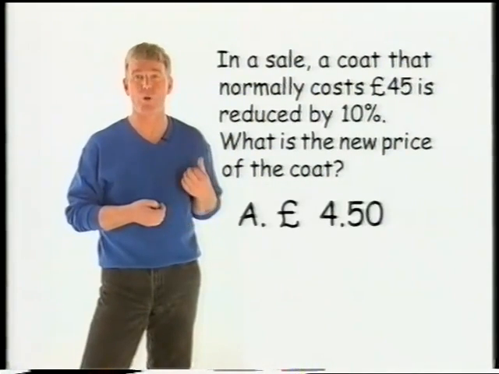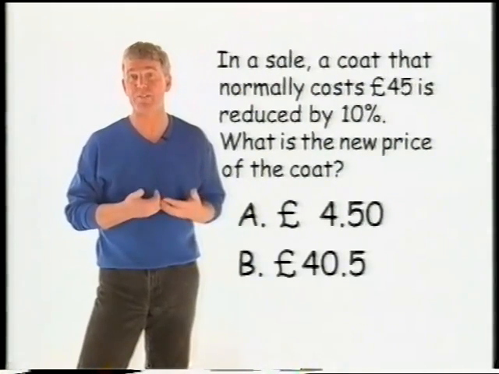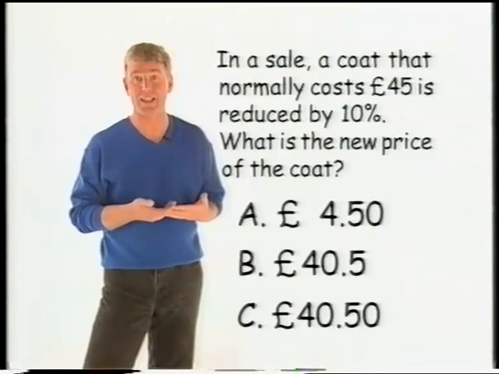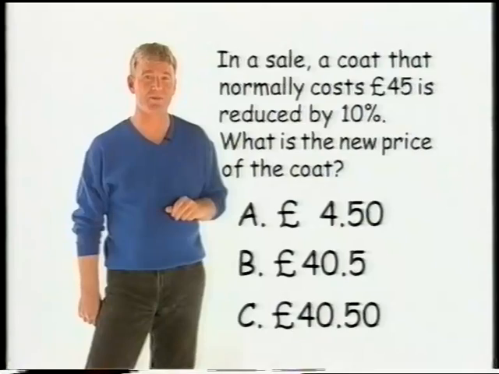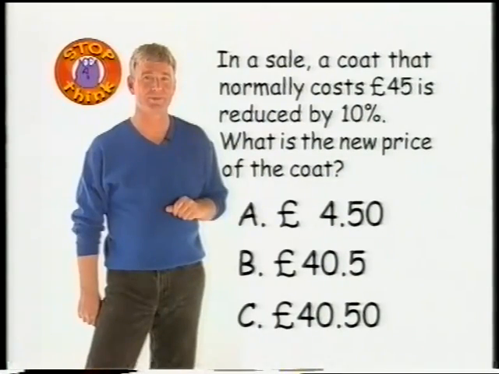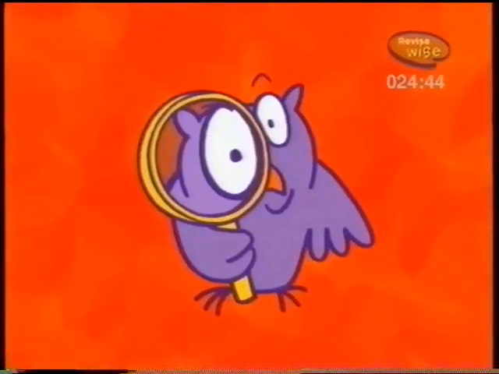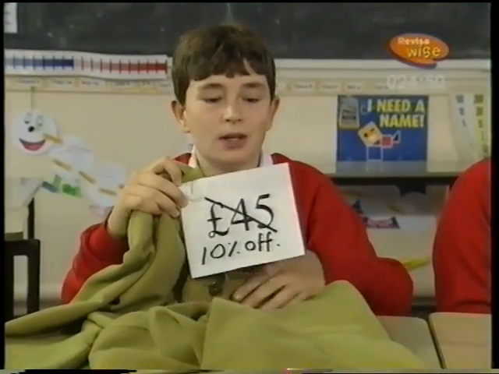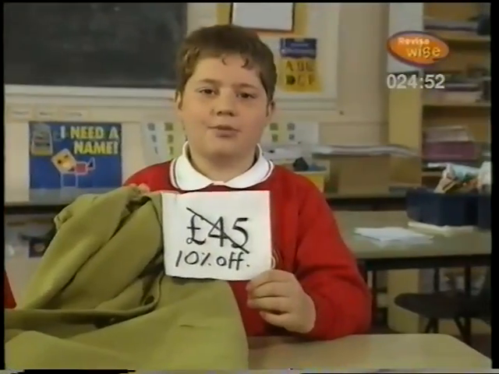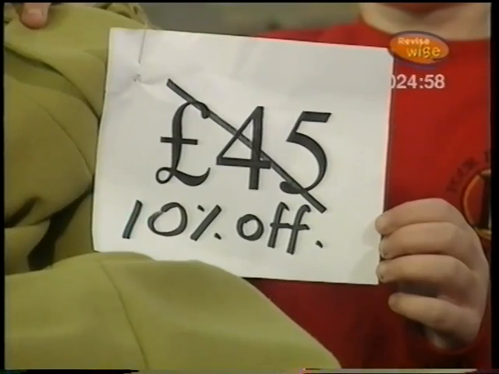A, £4.50, B, £40.5, or C, £40.50. So what's your answer? Let's see if the maths team can help. First you need to find 10% of £45. 10% is the same as 1/10. After you find 10%, take this away from the original price to get the sale price.